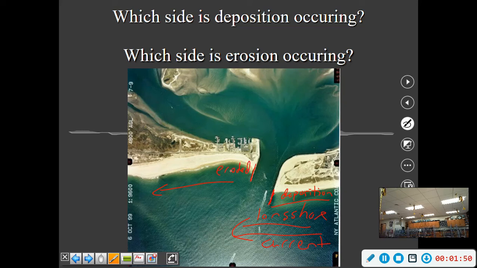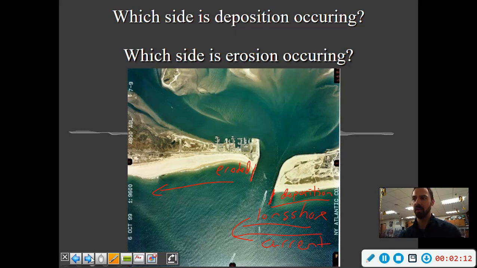And this is actually Shinnecock Inlet in Hampton Bays, New York. I grew up in this area when I was younger. And this area here on this side always has to have sand pumped onto it because, again, this beach will get taken away by the erosion that happens all the time.